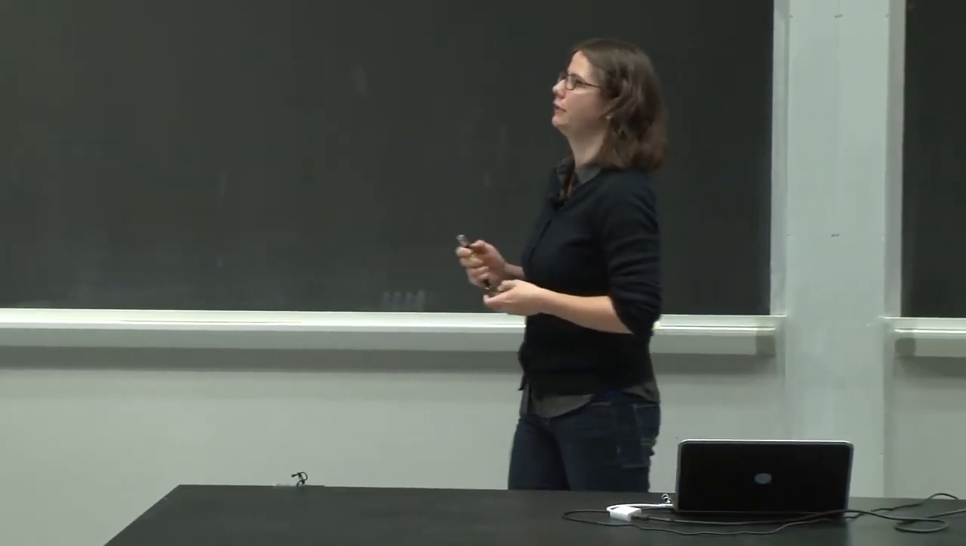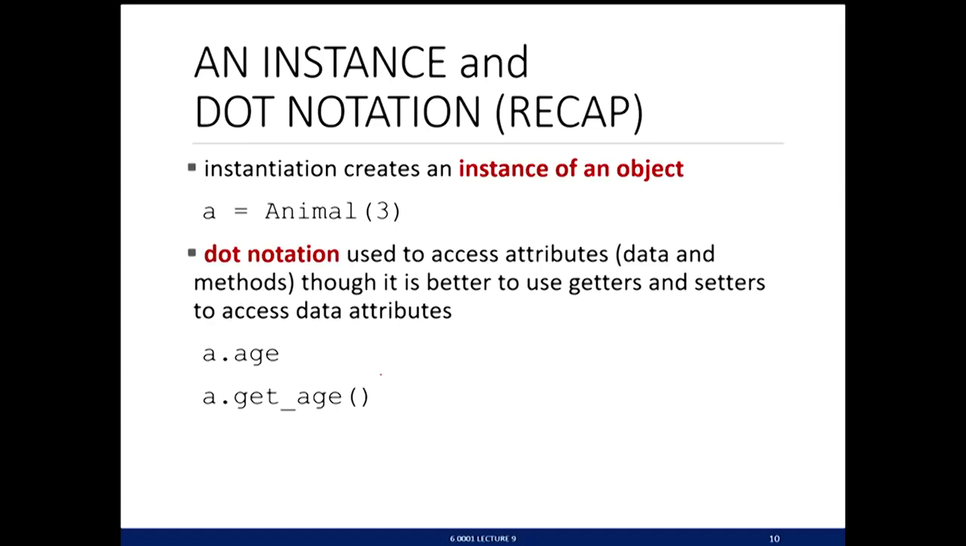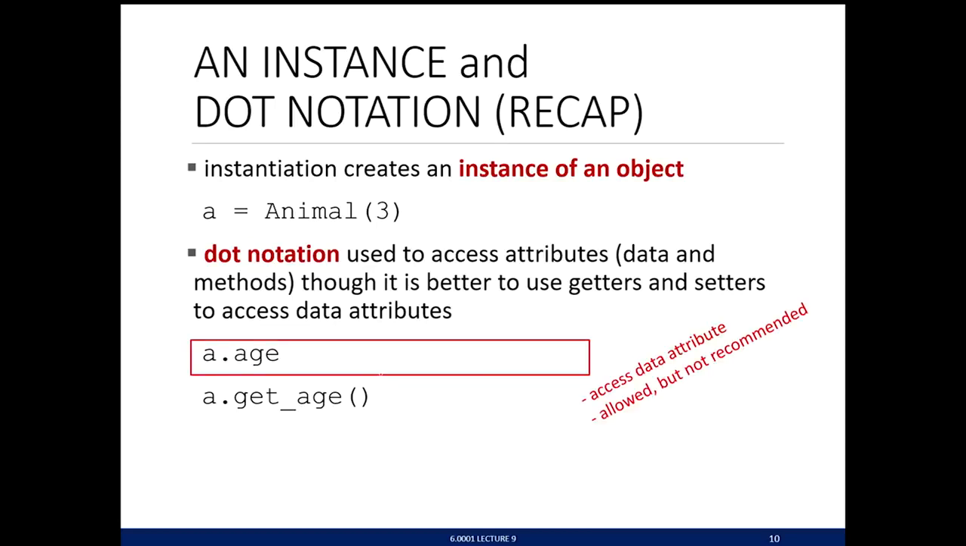So the previous slide shows the implementation of the animal class. And here we can see how we can create an instance of this object. So we can say a is equal to Animal(3). So this is going to create a new animal object with an age of 3. And we can access the object through the variable a. Dot notation, recall, is a way for you to access data attributes and methods of a class. Okay? So you can say a.age later on in your program, and that is allowed. It'll try to access the age data attribute of this particular instance of the class, a. So this is going to give you 3.